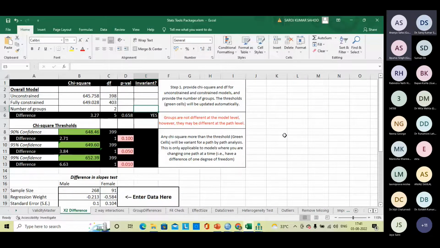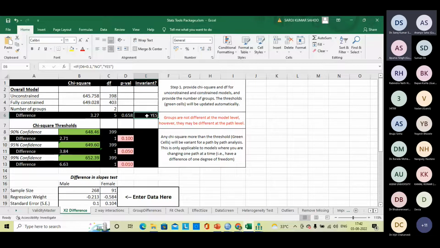Look at what is written here: "Invariant?" and below it is written "Yes." That means we win in the race. There is no significant difference so far as measuring factor 1 is concerned over male and female. We win in the invariance.